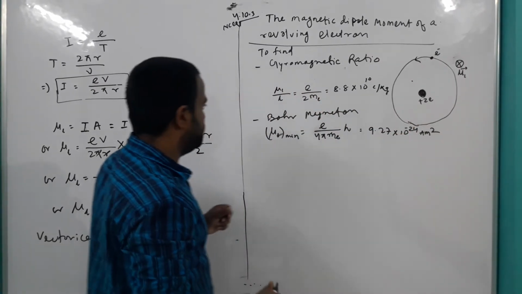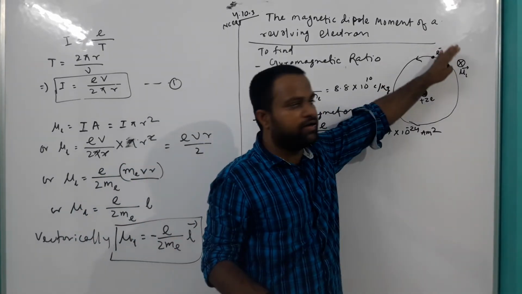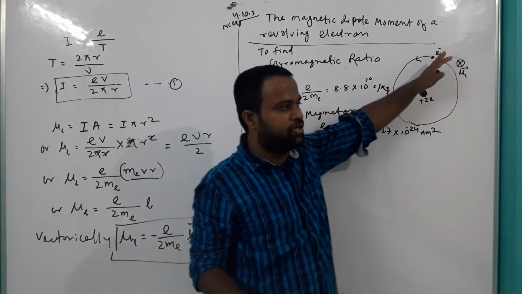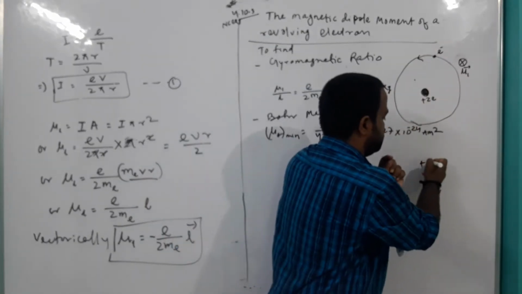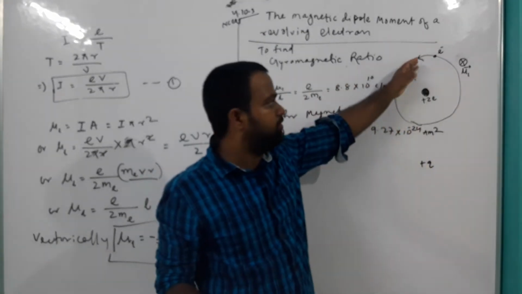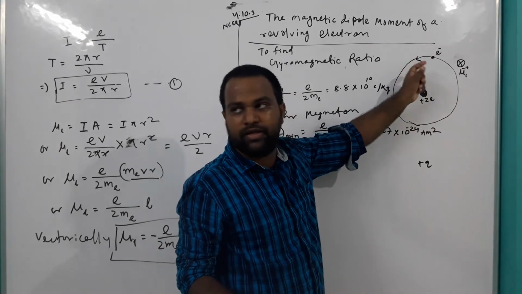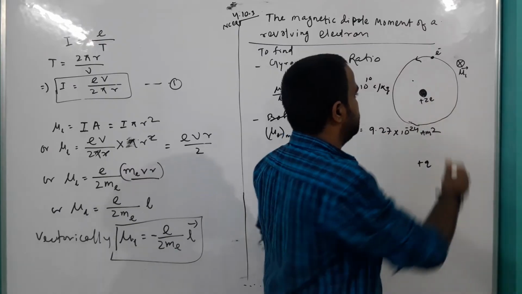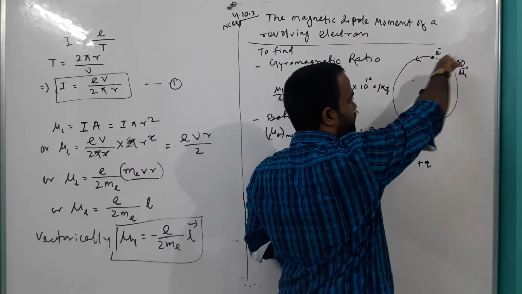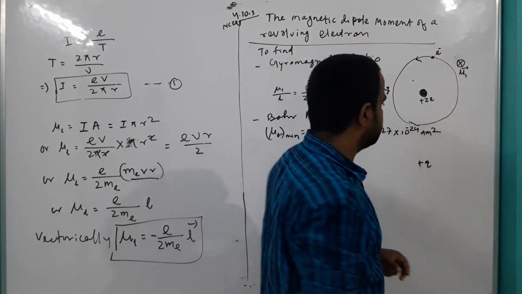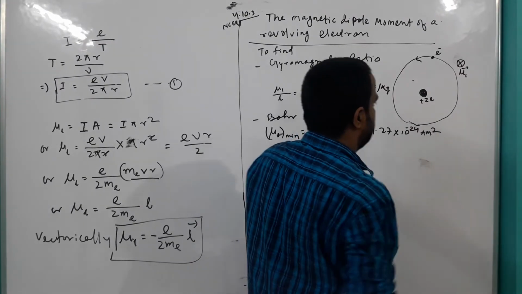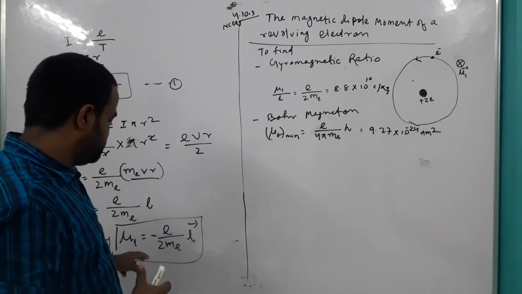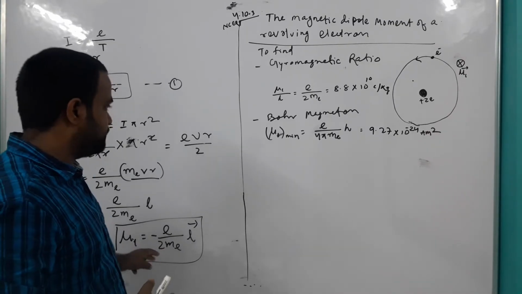And instead of taking an electron, if we had taken a positive charge, suppose a positive Q charge, and it is rotating, then the magnetic moment will be in the upward direction. So this direction we are describing vectorially.